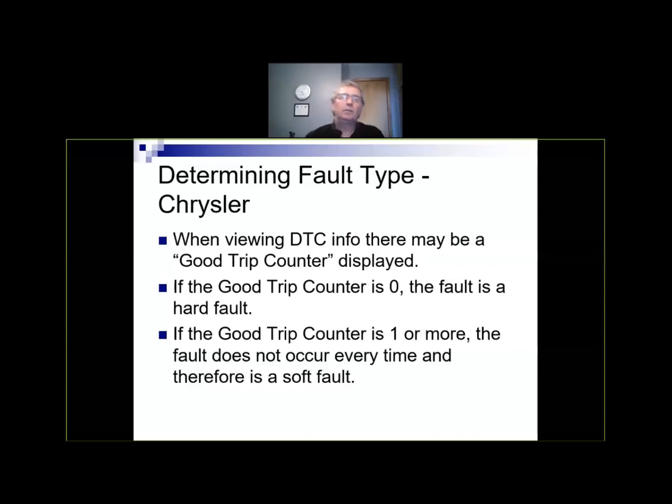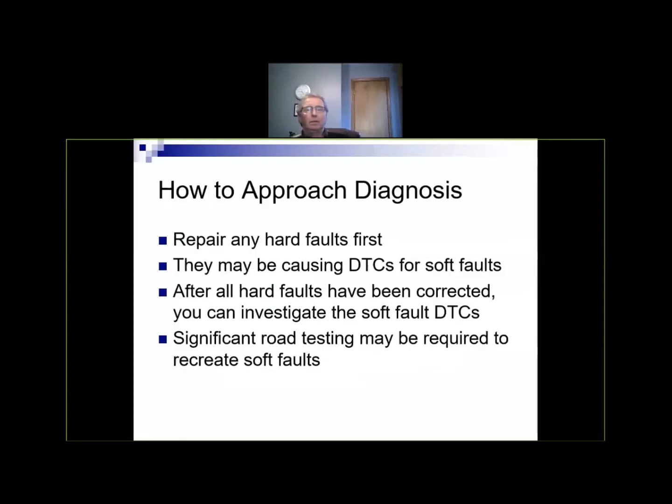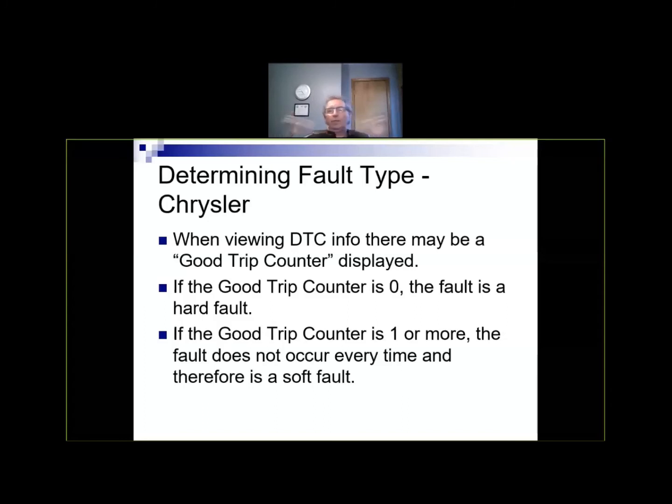On a Chrysler, I mentioned this good trip counter. If it's zero, that means we never have good trips. This is not a drug reference. It's a hard fault. If we have one or more good trips, that means sometimes the vehicle goes down the road, the monitor runs, and it passes. Modern Chryslers, as you've all seen, give you the terms active and stored, and GM uses the term current. I can't memorize every vehicle manufacturer, so I don't remember exactly what Volkswagen or BMW or Honda or Toyota or Kia uses for that terminology. Typically, it's kind of obvious. If you looked at something that said active or stored, I think you would understand active means a hard fault.